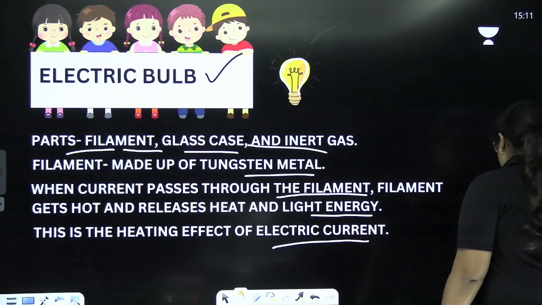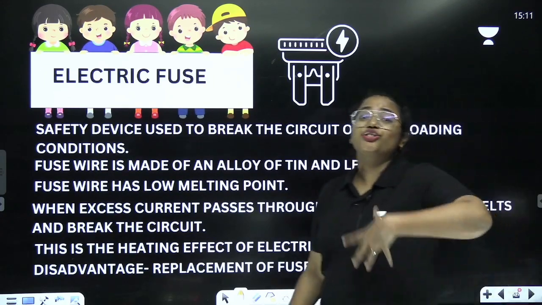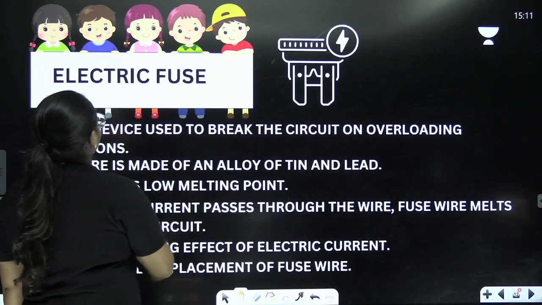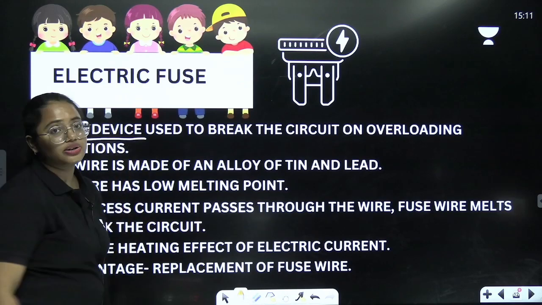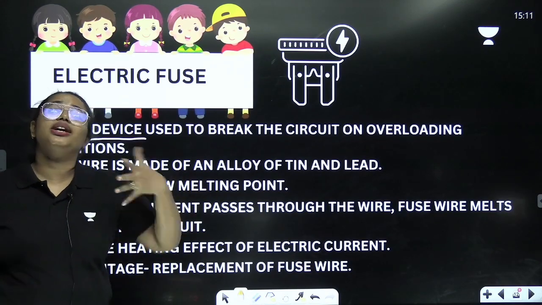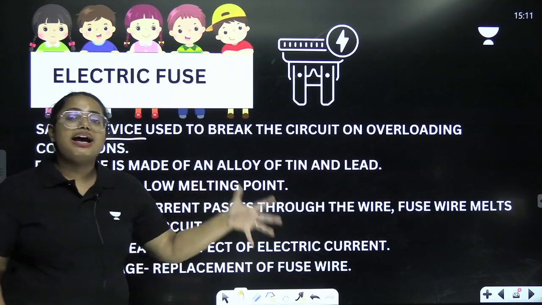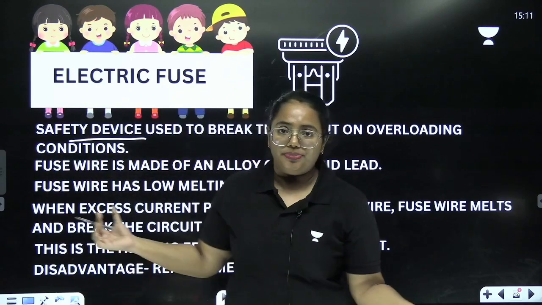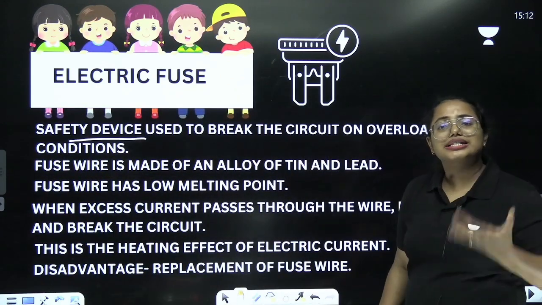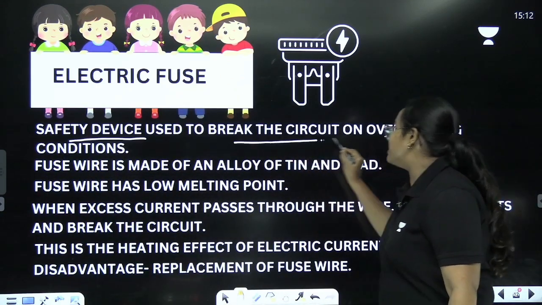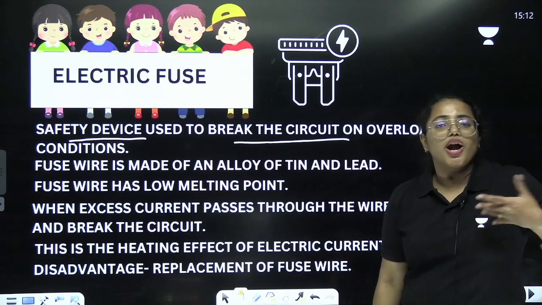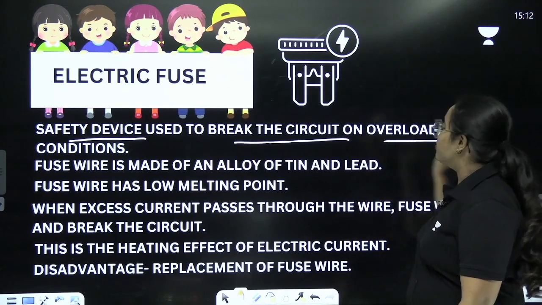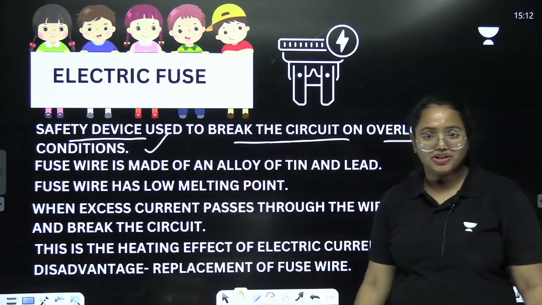Now we are moving towards the next one. It's all about the electric fuse. What is meant by an electric fuse? It is a safety device. We are talking about the conventional type of electric fuse that was used earlier. It can be used to break the circuit on overloading conditions. Very important.